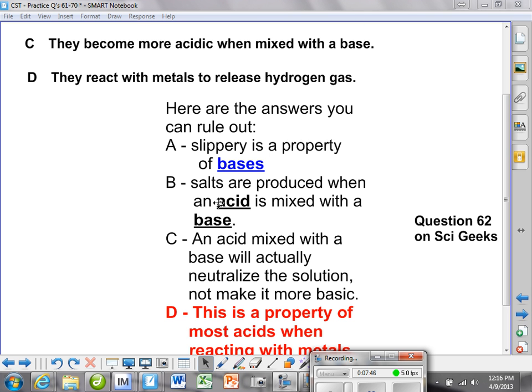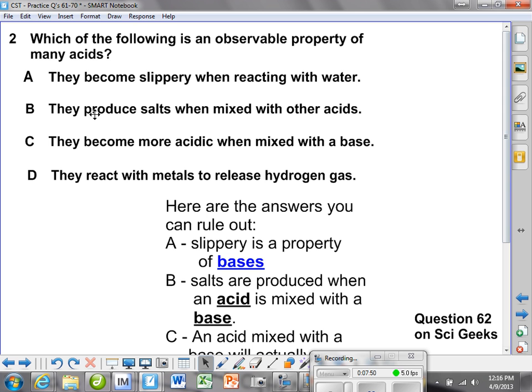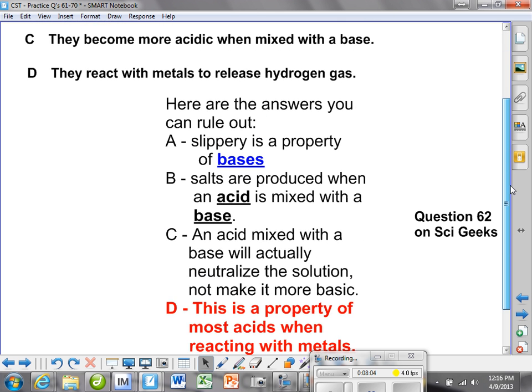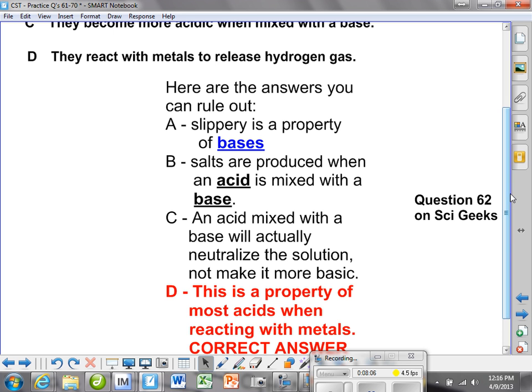Okay, salts are produced when an acid is mixed with a base. Okay, they produce acid-base neutralization. Mixing equal amounts of an acid and a base gives you neutralization. And so it can't be letter B. And then in letter C, an acid mixed with a base will actually neutralize the solution. That's what C was all about. Salts are produced by a neutralization reaction.